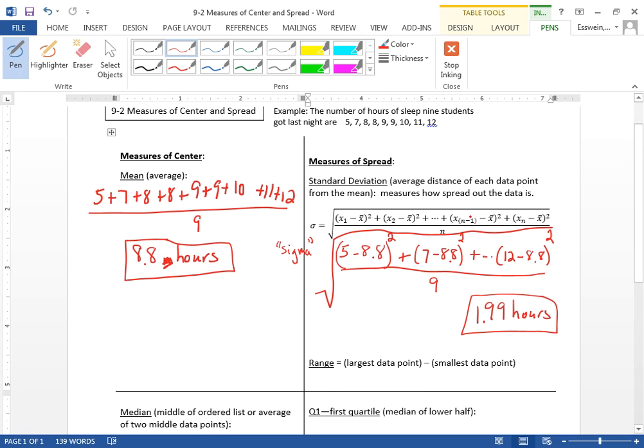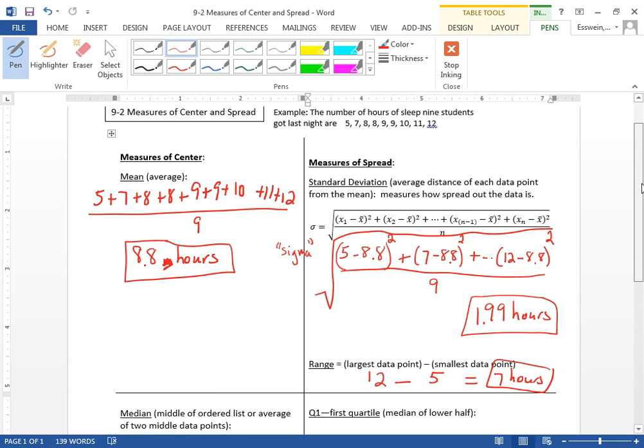Another way of measuring how spread out the numbers are is just finding the range. And you've probably done that before. You just take the largest data point minus the smallest data point. And so the range of hours is 7 hours. Okay, so that's a way of measuring center and spread.